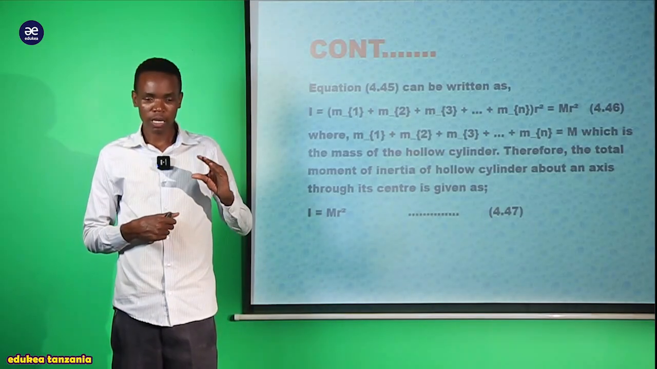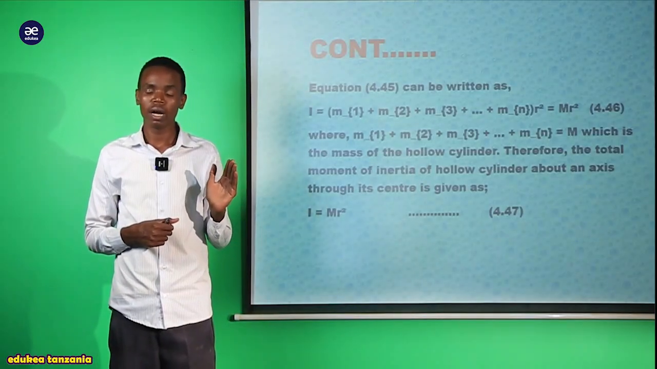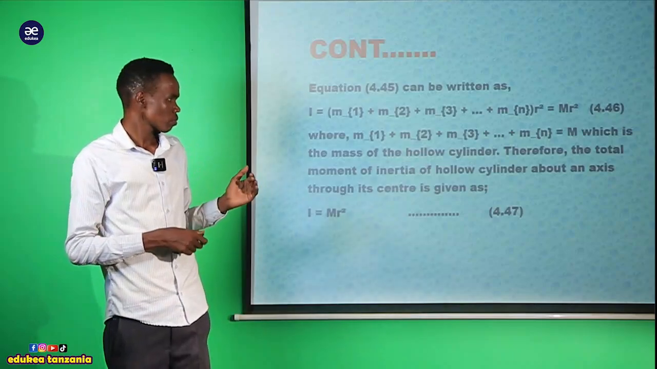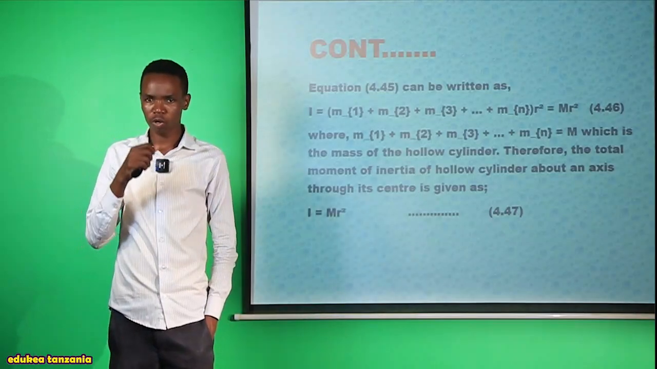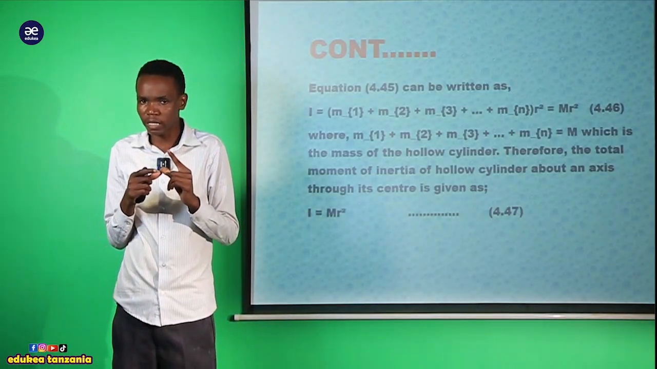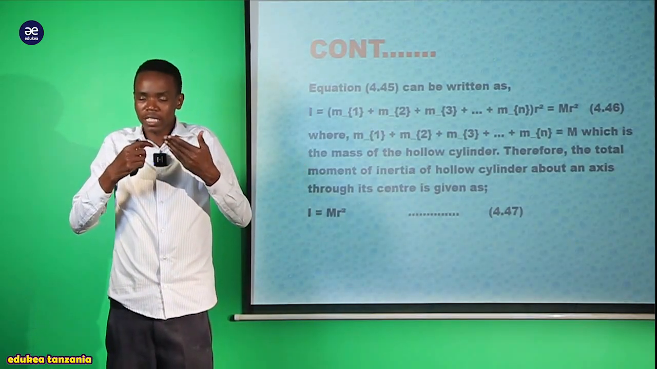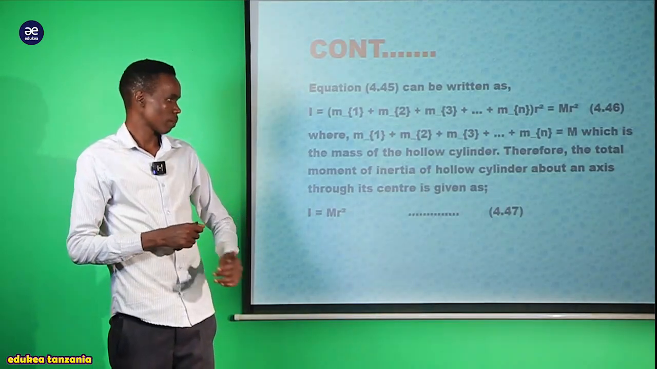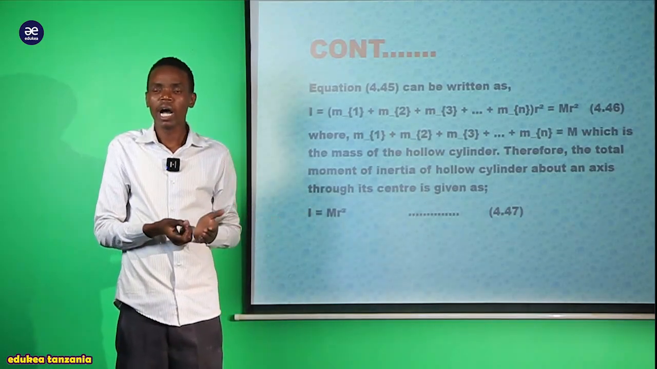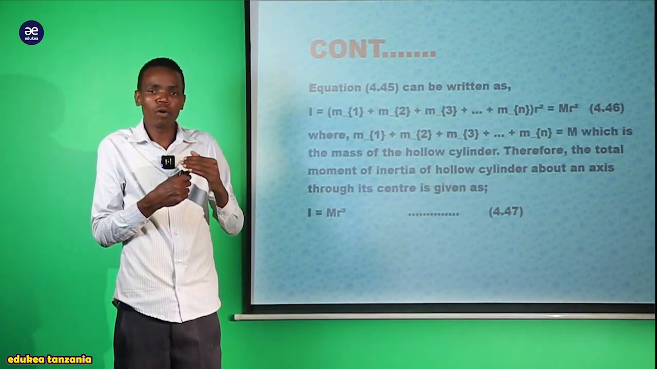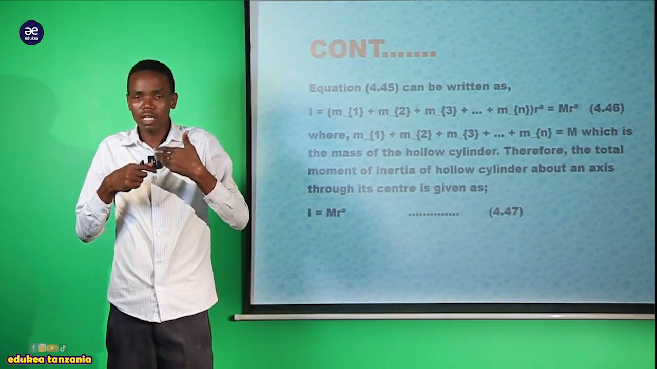Now we can say that the moment of inertia for the ring, or for the hollow cylinder, must be equal to M r square, where m1 plus m2 plus m3 plus n terms of m must be equal to M. The summation of the masses of the small rings is represented by the larger M, which we take as the mass of the hollow cylinder, equal to the summation of the masses of the small rings found inside the hollow cylinder.